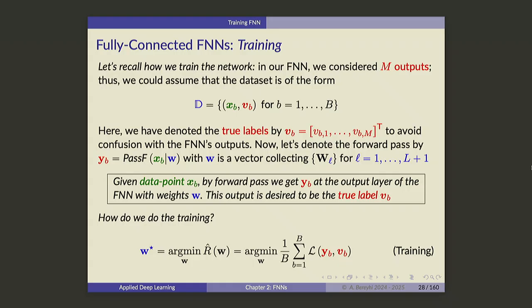And then we have capital B different samples, so we're going to average over all those samples. This is supposedly a good estimator of the risk that we want to minimize, right? This is what we called the empirical risk. So we want to minimize this guy.